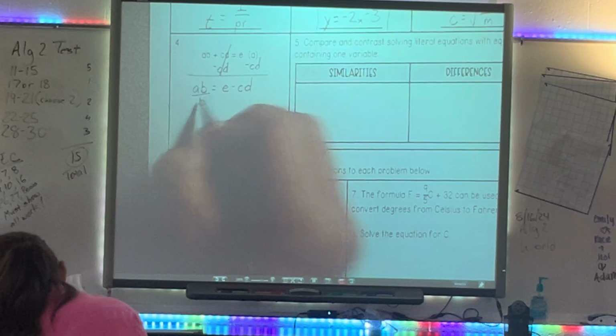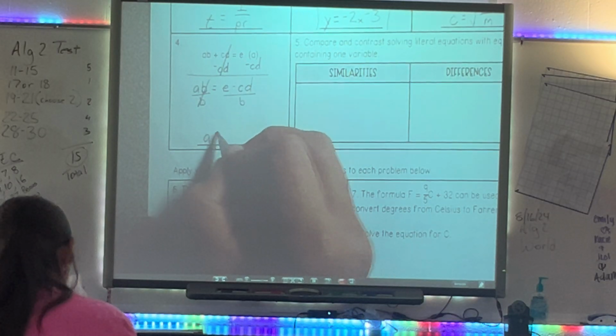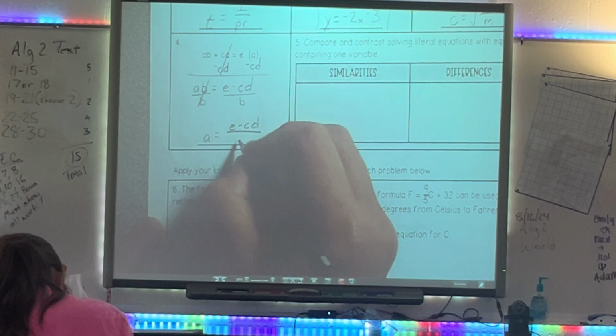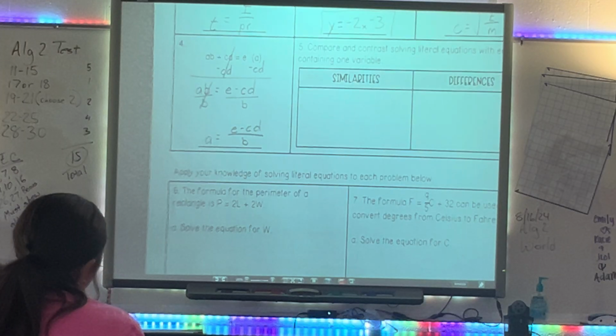Okay, so I'm going to divide out B here and divide out B here. B goes away, so I have A equal to E minus CD over B. And that's it. That's all I can do. There's nothing else there. All right.